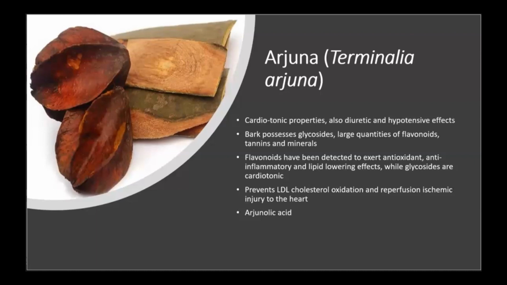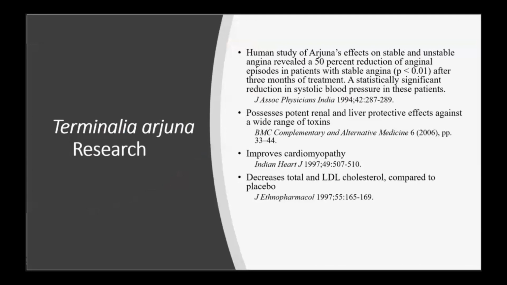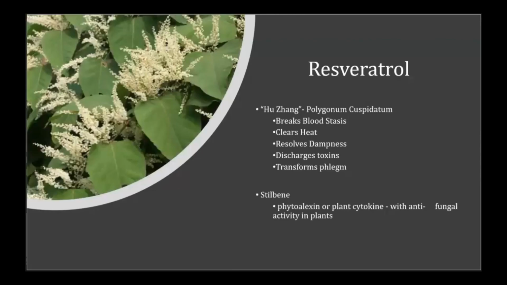Arjunolic acid, another Ayurvedic plant, right? Cardiotonic, diuretic, hypotensive, right? So these are just, again, general stuff when you have cardiovascular issues, when you have lipid issues with the phlegm dampness syndrome. This is the way you can go. And again, look at all this protection: cardiomyopathy, decreases total and LDL cholesterol compared to placebo, stable angina, it helps with angina, pain in the heart.